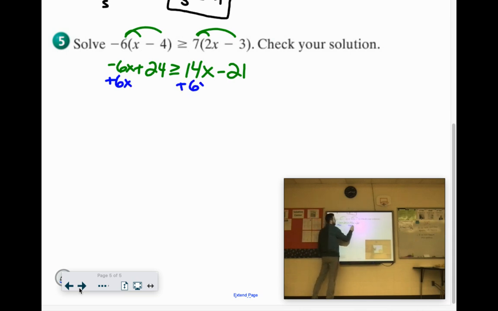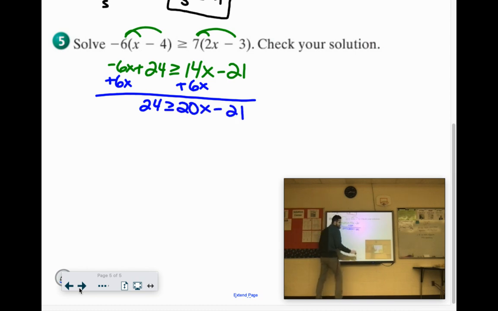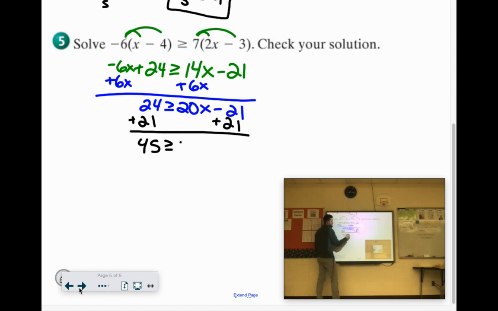6x, 24 greater than or equal to 20x minus 21. Let's add that 21. 45 greater than or equal to 20x, and then we'll divide by 20. And we can simplify this fraction, which is both divisible by 5. So 5 goes into 45 9 times, 5 goes into 20 4 times. Or if you did the decimal for this, it would be 2.25.